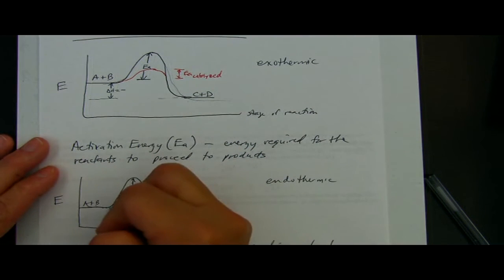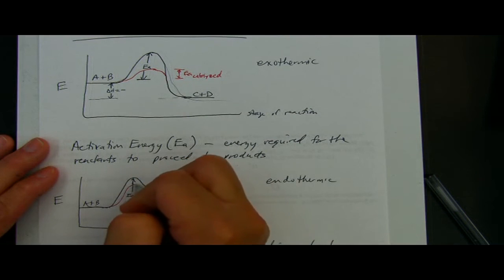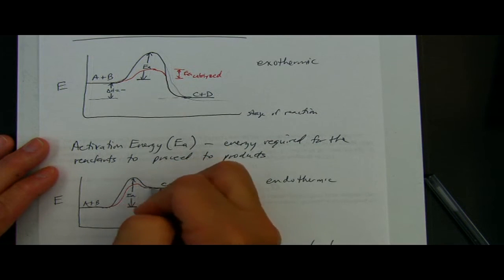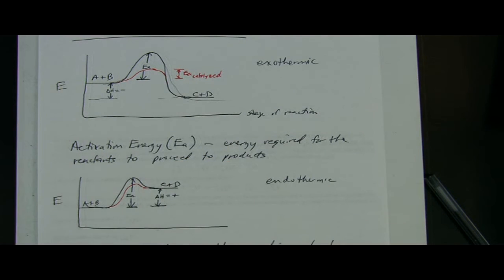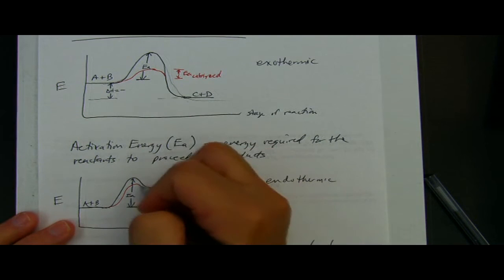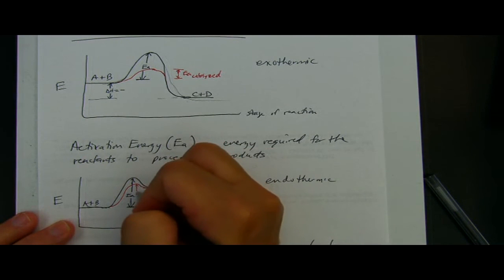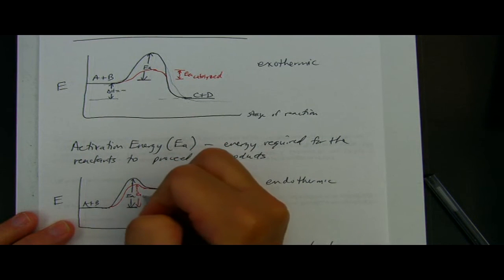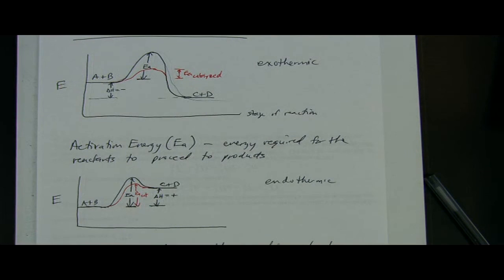And then the same thing would happen here. The catalyzed reaction is lower because it lowers the activation energy. So that right there is E sub A catalyzed. Now, why does that speed up the reaction?